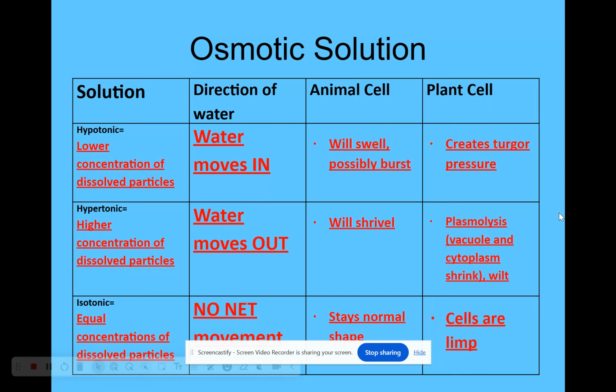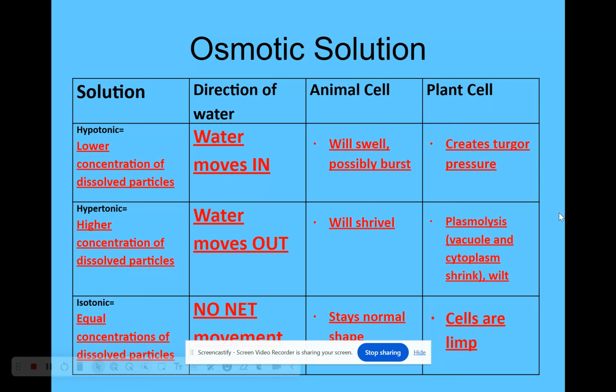Hyper means there's more stuff. So again, if my cell's 80-20, outside would be 60-40. This would be like me dropping your cell in salt water. Water's going to leave your cell to try to wash the salt away, so your cell's going to shrivel up. And in both cases, for both plants and animals, they will shrivel up. Plasmolysis means the cell shrivels in plant cells, and it's going to kill the cells.